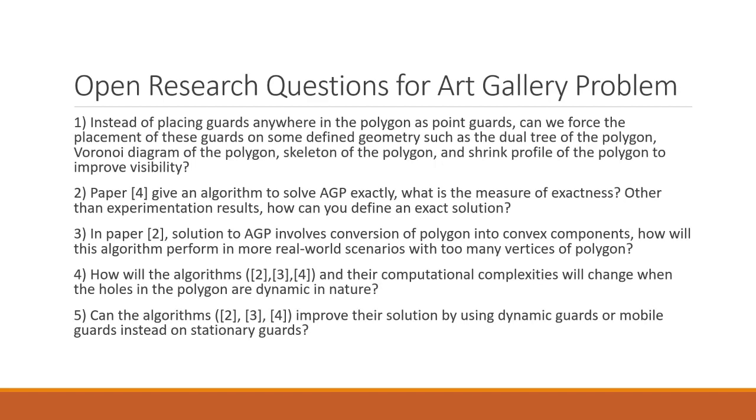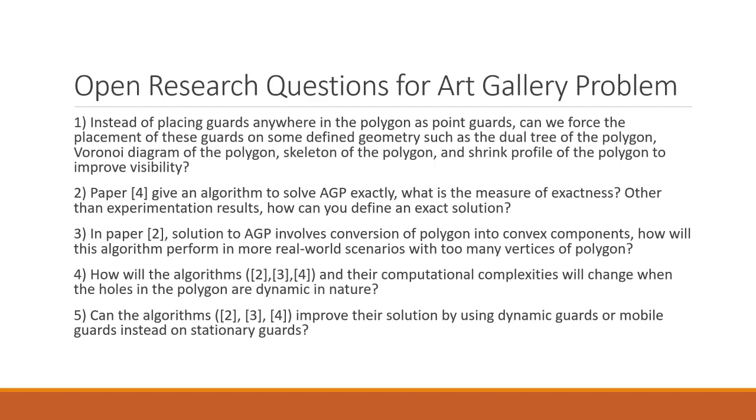Another question was, paper 4 gives an algorithm to solve the art gallery problem exactly. What is the measure of exactness? Other than experimentation results, how can we define an exact solution? The paper doesn't show what it actually means when they say exact solution. Another question in paper 2: the solution to the art gallery problem involves conversion of the polygon into convex components. How will this algorithm perform in a more real world scenario with too many vertices of polygons?